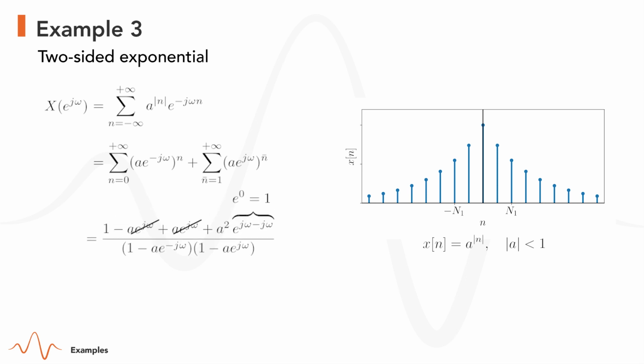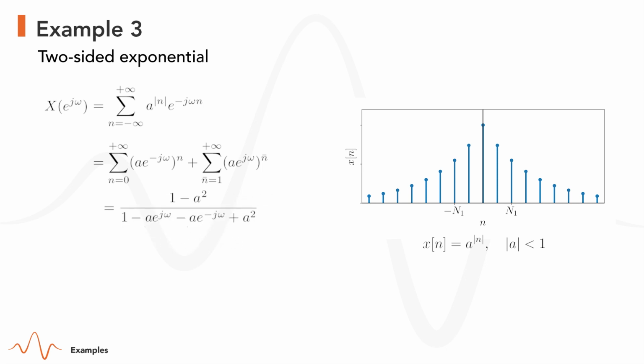Moreover, in the resulting expression, in the last term, we obtain e to the power of j omega minus j omega, which is equal to e to the power of 0, which is 1. Let us now expand the numerator and group two terms leading to minus a times e to the power of j omega plus e to the power of minus j omega.